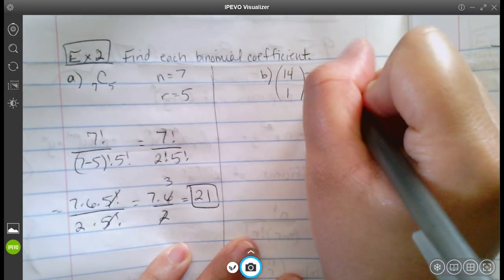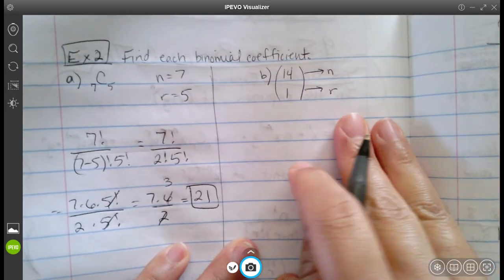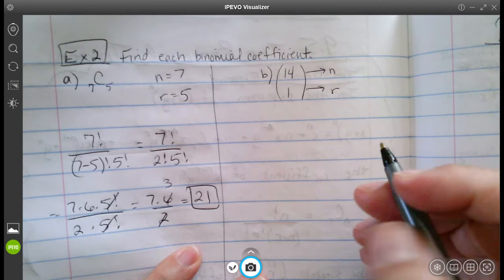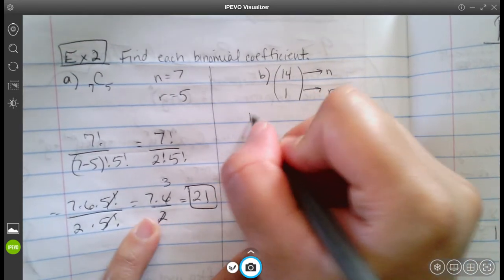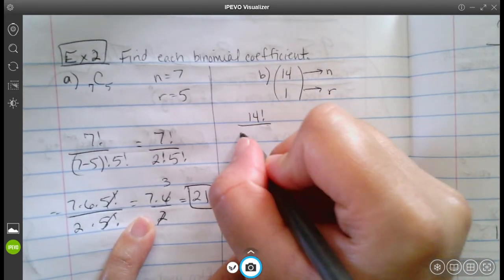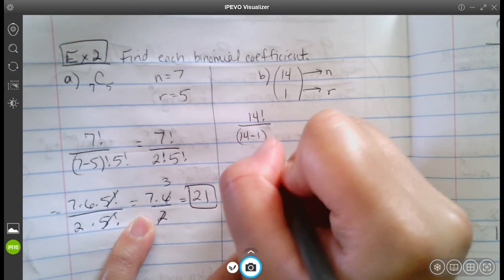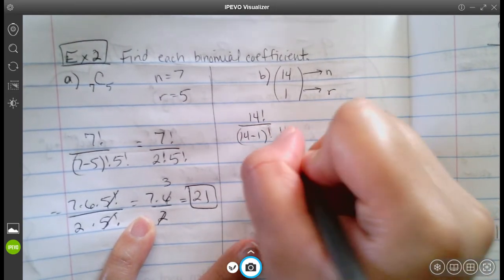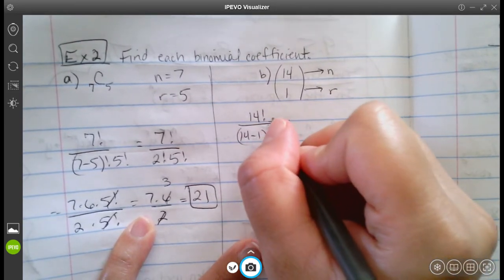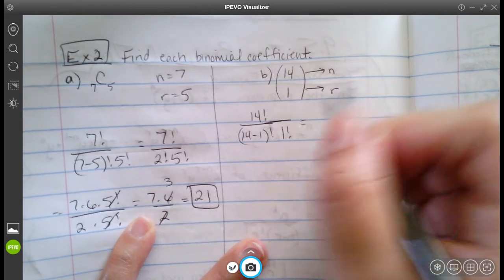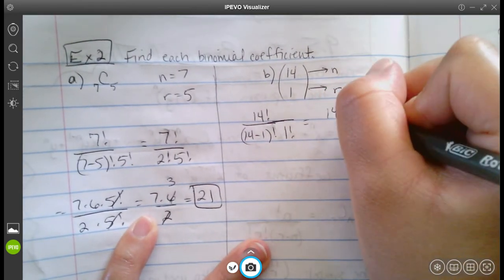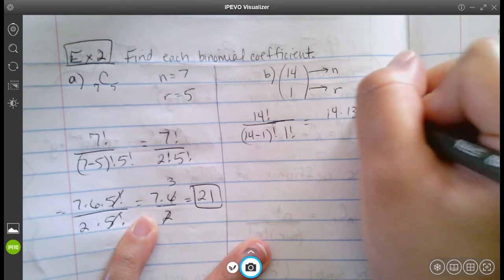We have this is n and this is r. So to find the binomial coefficient, we are going to do the same thing. So 14 factorial over 14 minus 1 factorial. You can probably do this one in your head, but we're going to go through the steps just to show you. Well, 14 factorial is just 14 times 13 factorial.